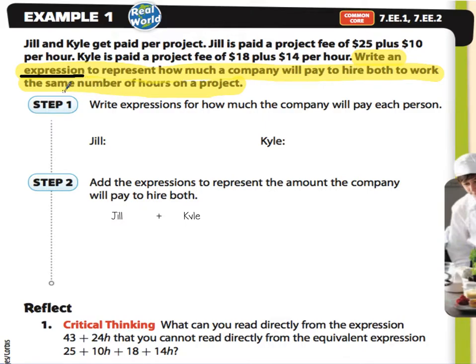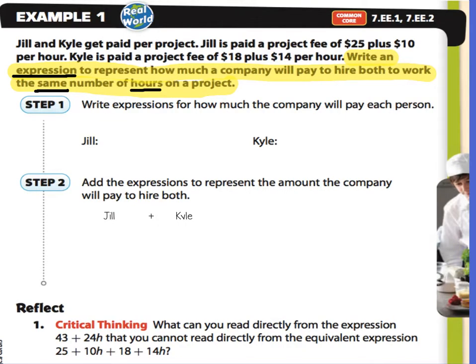All right, and then another key part here is that they're working the same number of hours. Since they're working the same number of hours, that means that our variable can be the same. If they weren't working the same number of hours, our variable would have to be different, because we would have to be able to put in different numbers for Jill and Kyle. All right, so let's go through and find the rest of our important information, and get my tool ready here to box the important numbers and circle and such.